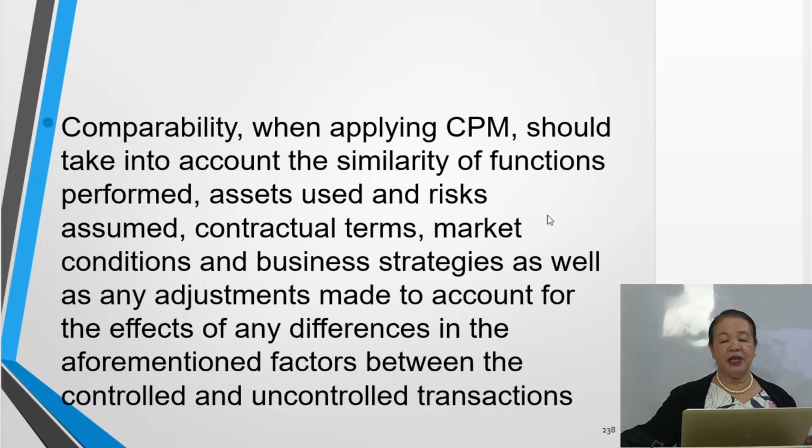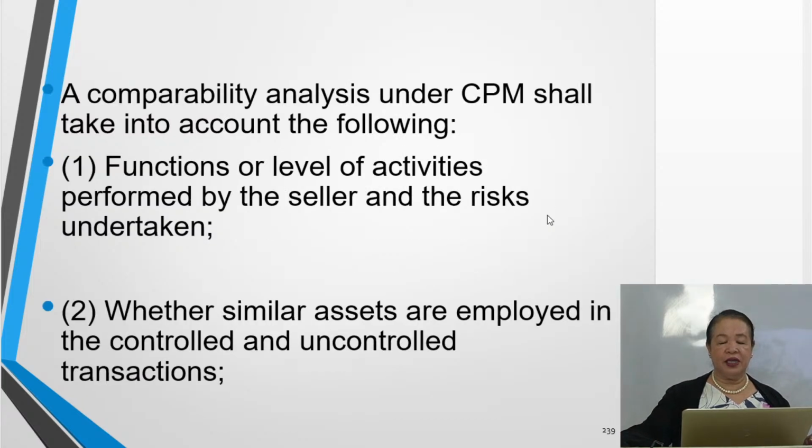So, comparability analysis under CPM shall take into account the following. First, the functions or level of activities performed by the seller and the risks undertaken. So, what are its functions or level of activities performed? Second, whether similar assets are employed in the controlled and uncontrolled transactions. So, you have to compare.